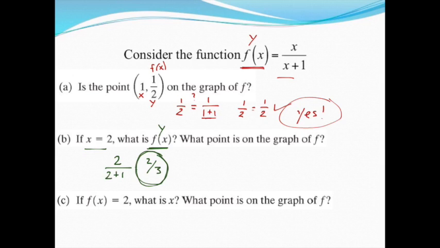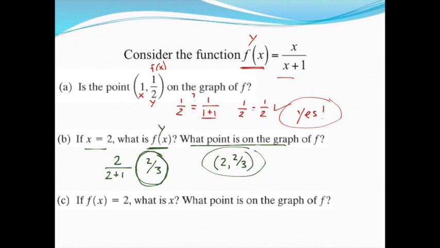They've asked us a similar question right after that. What is the point on the graph? Well, they want a coordinate. So the x value they gave us was 2. The y value we found, or the f of x value we found, was 2/3. So (2, 2/3) is going to be the point on the graph.